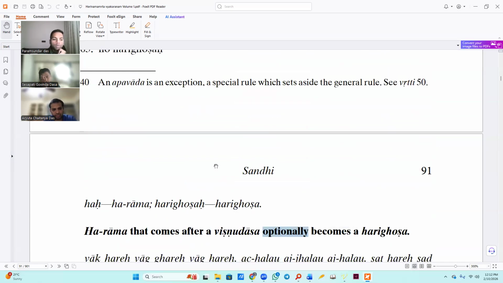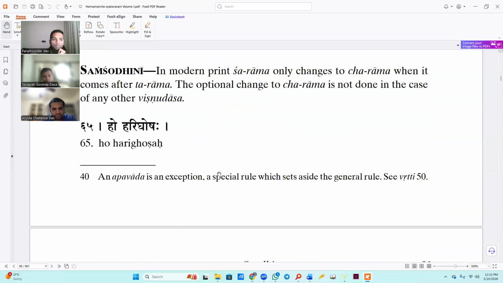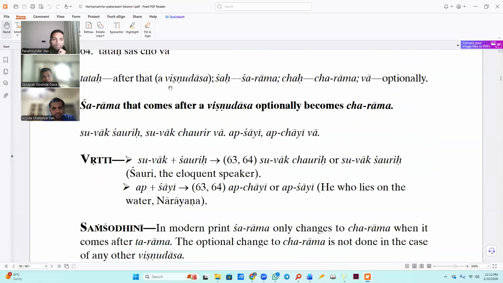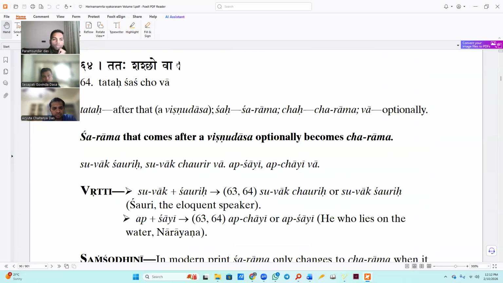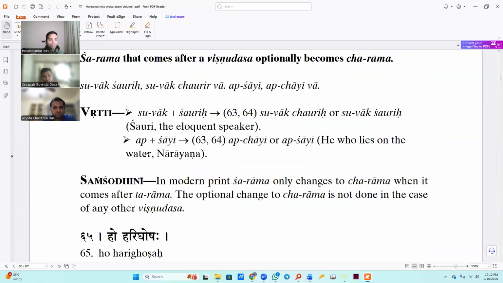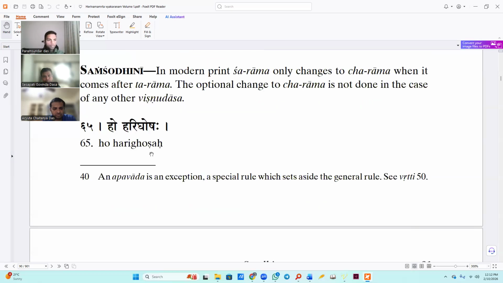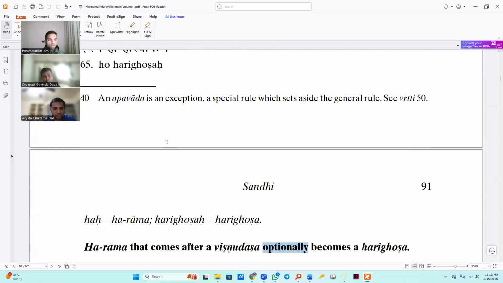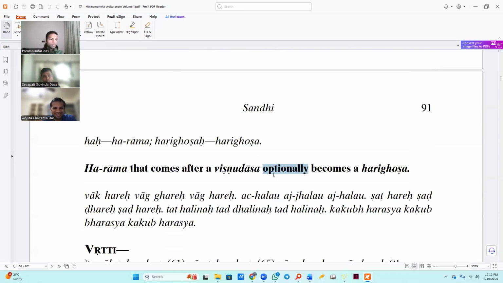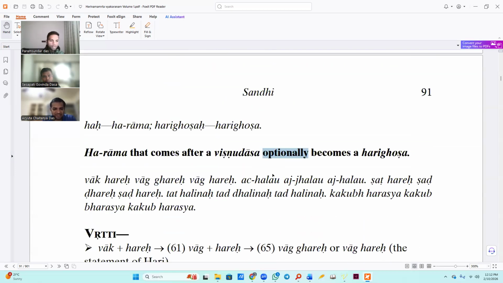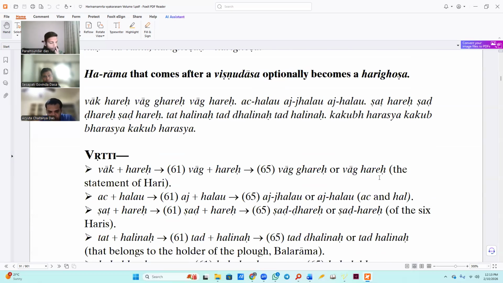Yeah, so the Sanskrit word va actually indicates the optionality. So in 65 Ho Hari Ghosha, that va is carried forward. In the translation it is given directly, so we can see the translations. So optionally, Vag Gharehe, Vag Hare.